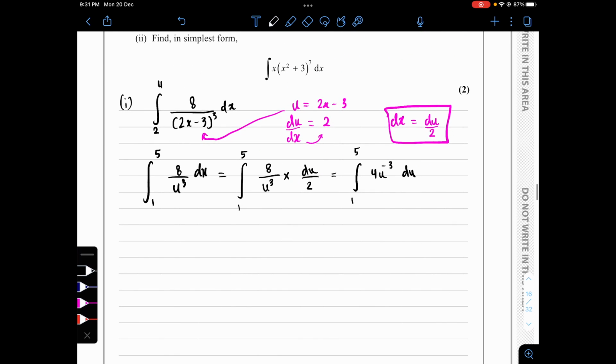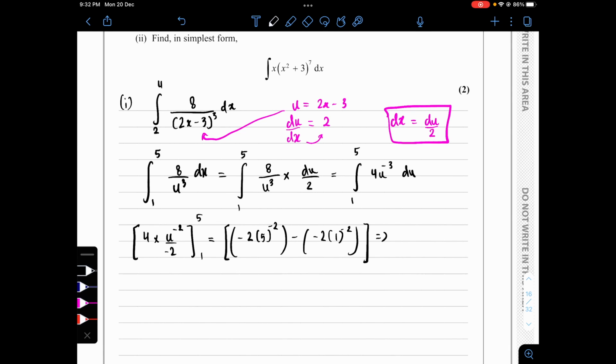Now this is pretty straightforward. So this is 4 times u to the power of minus 2 over minus 2. And this is between 5 and 1, which is equivalent to, let's simplify, minus 2u to the power of minus 2. So that's minus 2 times 5 to the power of minus 2, take away minus 2 times 1 to the power of minus 2. Alright, so 5 to the power of minus 2 is 1 over 25. That'll be minus 2 over 25. Then we add 2, so this will be plus 2.